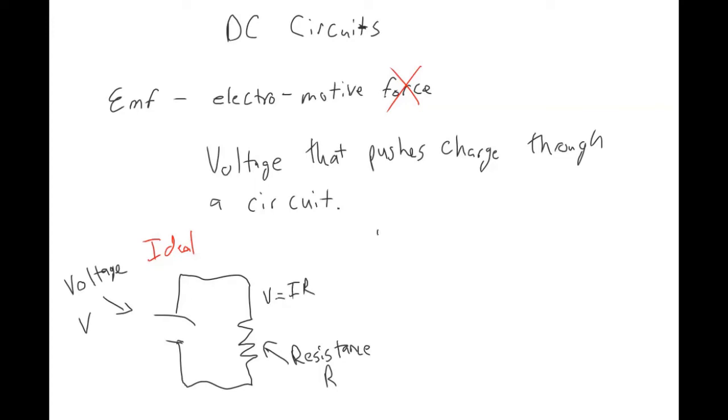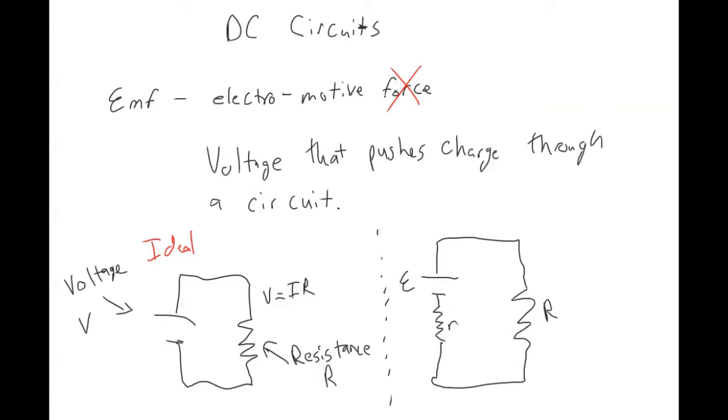But in the real world, the voltage source has some small internal resistance. We usually write that as a lowercase r. And so this cursive E is the EMF. I might write it as E, just like that, or as EMF.